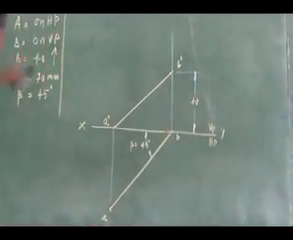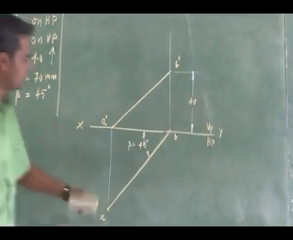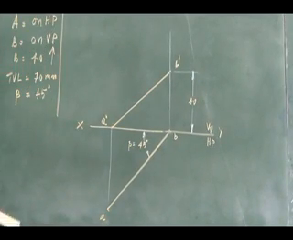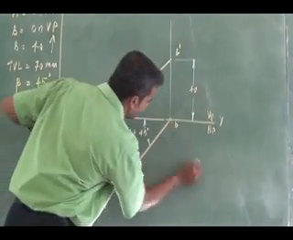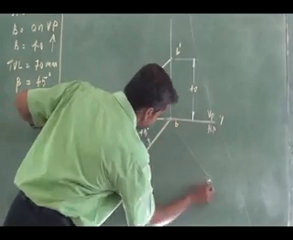So 5 data: 1, 2, 3, 4, 5. 5 data are given, so I have to mark it. Okay, this is the top view length. So I can dimension this top view length. Actually, I have to dimension this top view length.